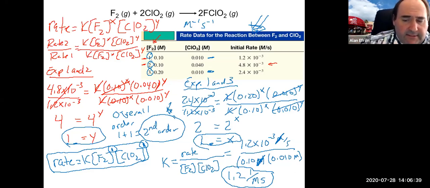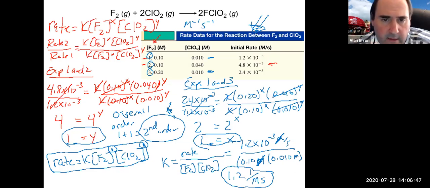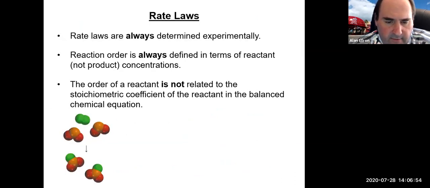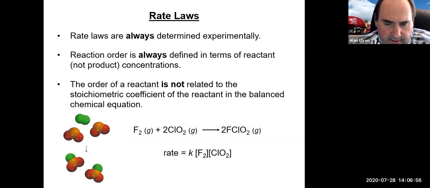And again, if you had, say, 3 reactants, you would add up the orders for all 3 of them, and that would give you the overall order of the reaction as well. Other questions on that? Okay, so let's see what we got going here. So a couple of things that we sort of touched upon with this one, but let's just reiterate a couple of them.